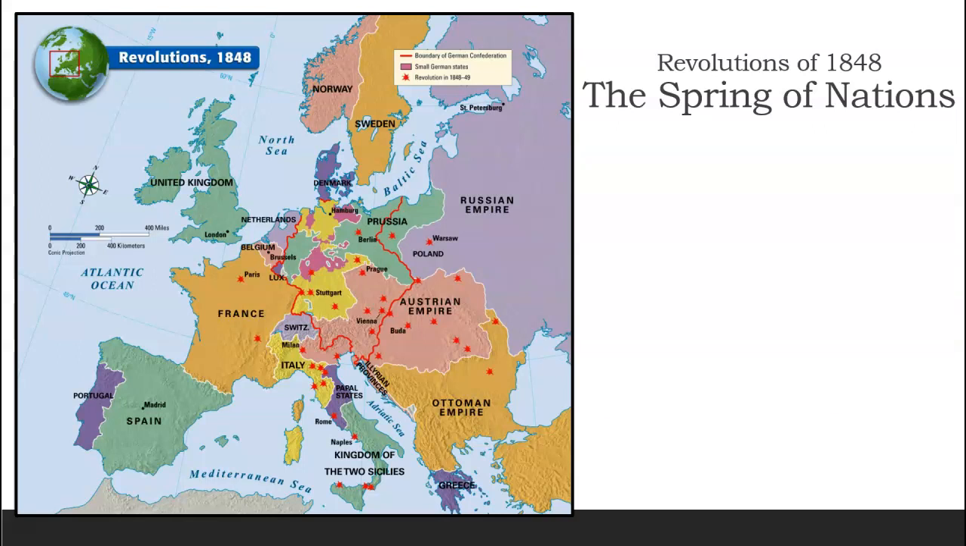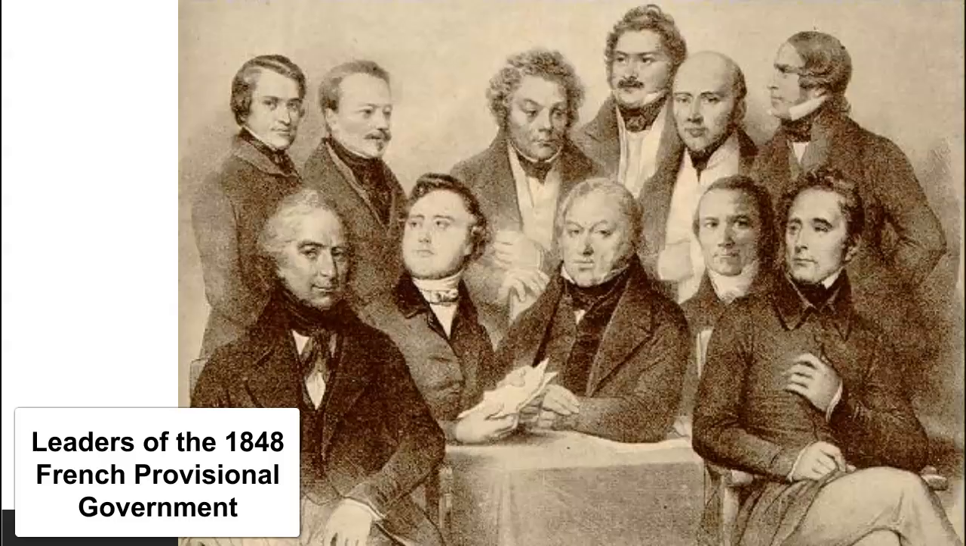But out of all these failed rebellions, there was one major exception. The French had successfully booted out their king in 1848. But the provisional government that had been set up was pretty conservative. Remember, they threw out their king, but they didn't throw out the grand bourgeoisie, the major property holders of the kingdom at that point.